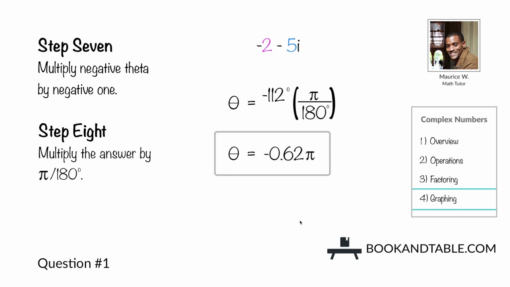And now if we want this in radian form, we'll multiply it by pi over 180 degrees. Negative 112 divided by 180 degrees will give you theta is equal to negative 0.62 radian. So the answer is negative 112 degrees, or negative 0.62 radian.